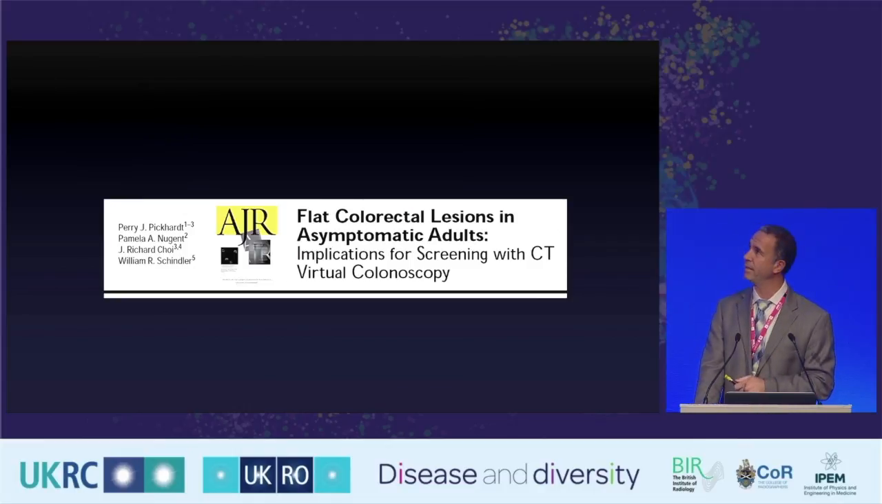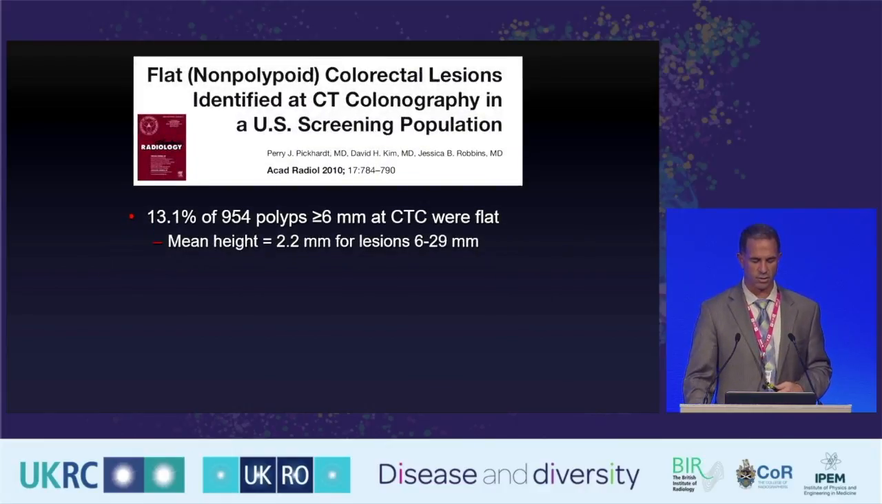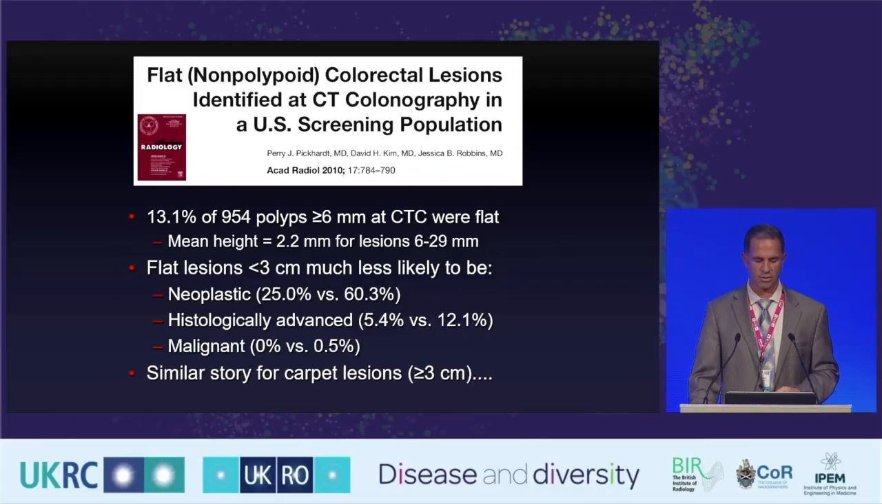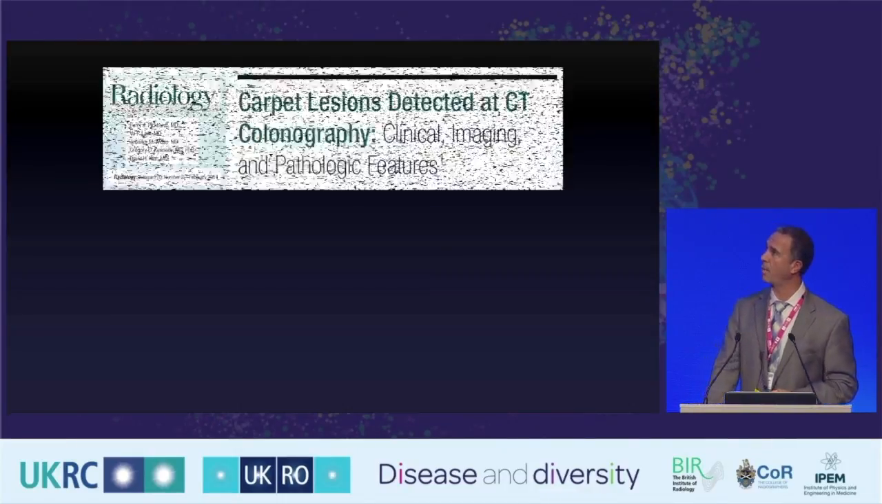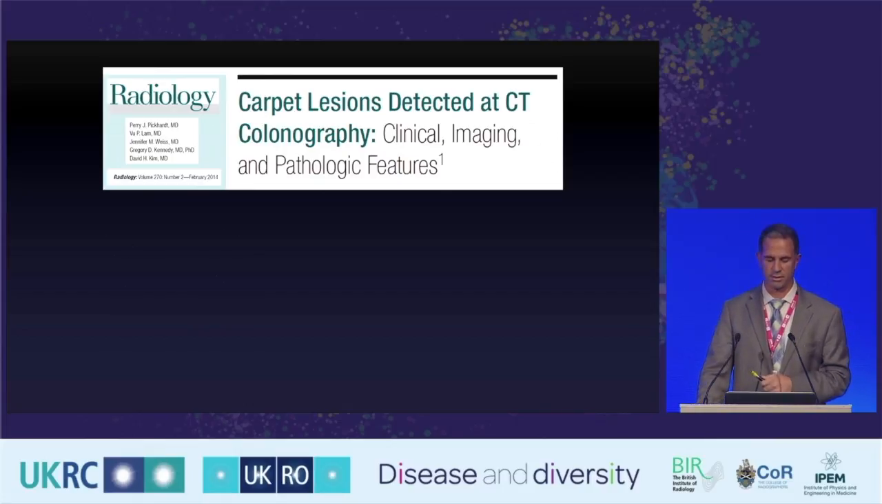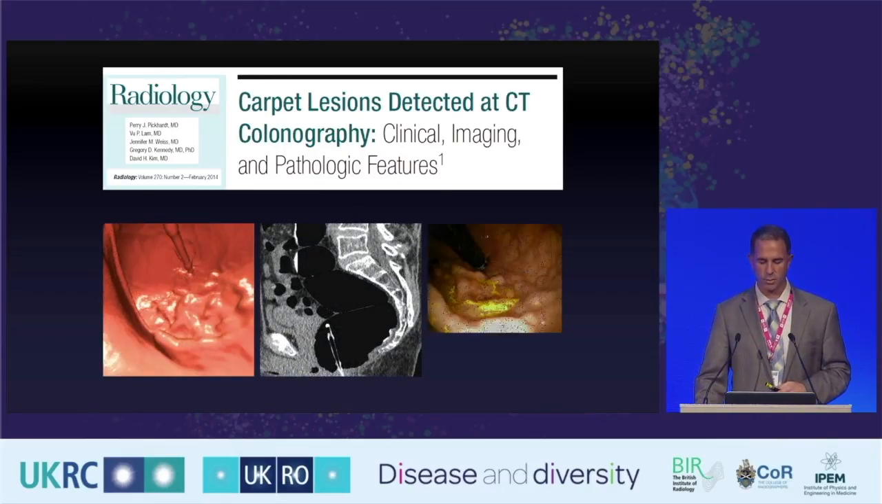We've known about flat lesions. We've been able to detect them back to the DoD trial. Our University of Wisconsin experience shows that they are much less likely to be either histologically advanced or malignant, even up to 3 centimeters. They're almost never malignant. And then if you look at carpet lesions, these are now over 3 centimeters, on average about 4 to 5 centimeters in this series. These also, the majority are benign.